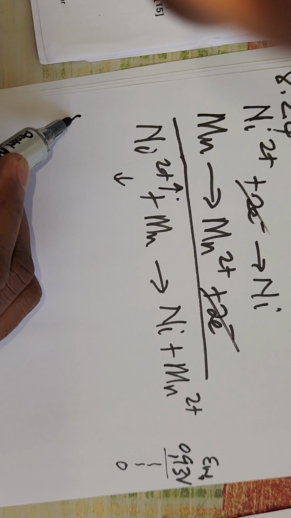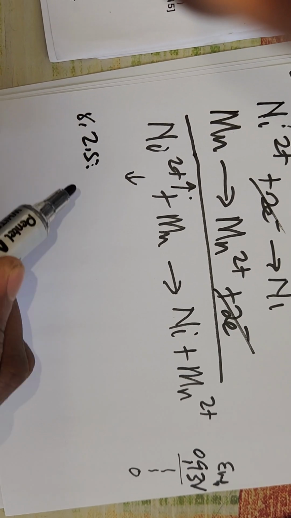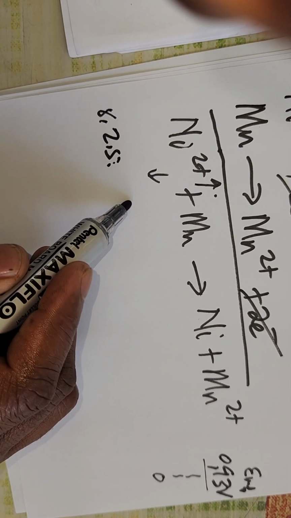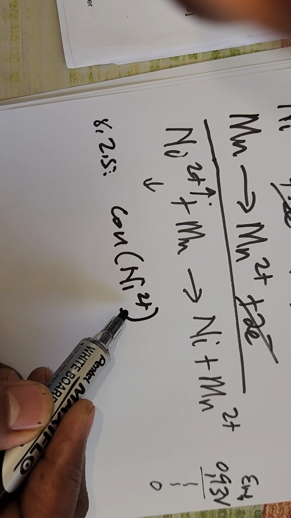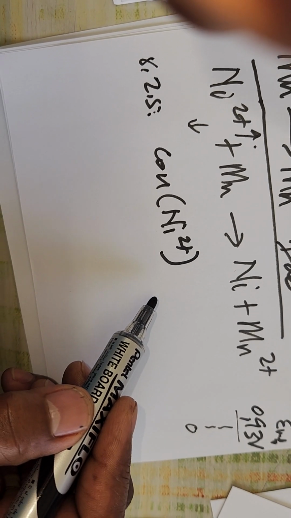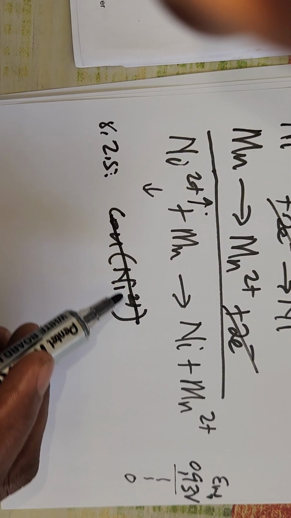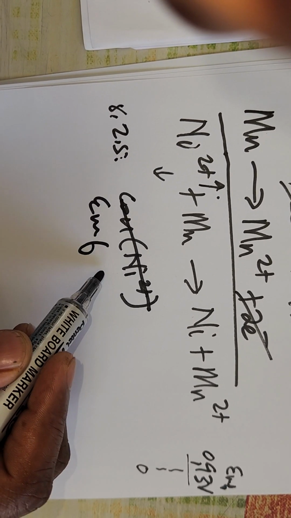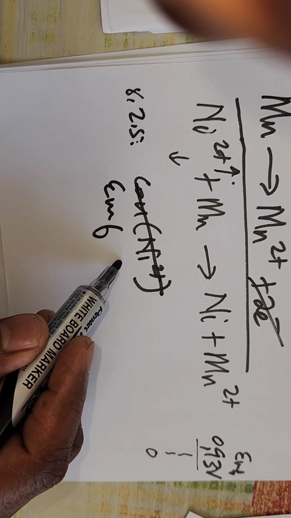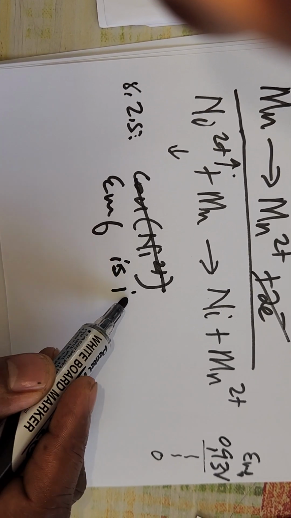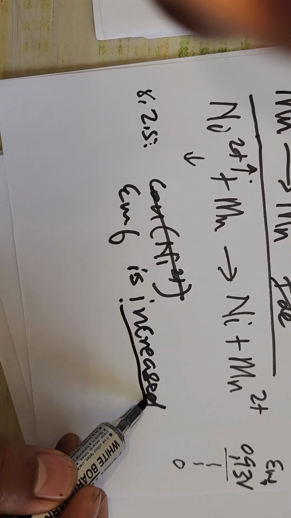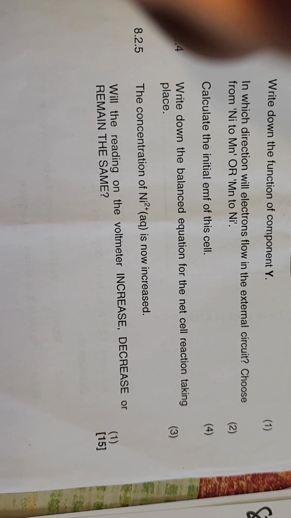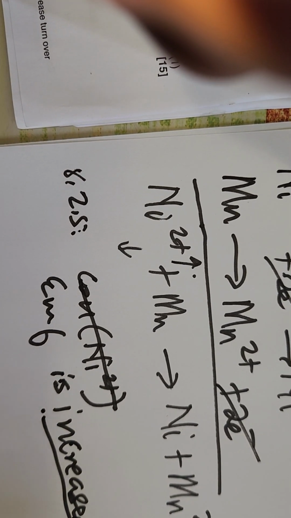Therefore, our answer for 8.2.5 is that if the concentration of nickel ions is increased, the EMF will also increase. We're choosing between increase, decrease, or remains the same, so our answer would be increased. So you get 1 mark.